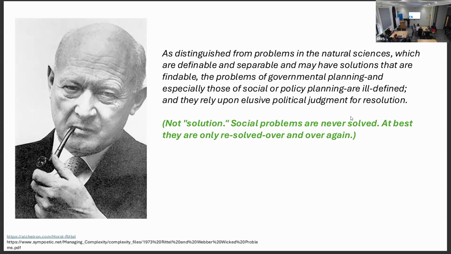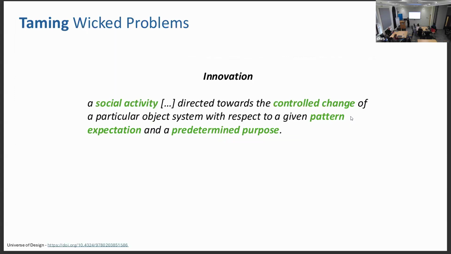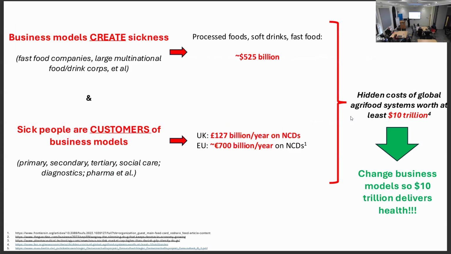This is where the sort of input into how care was designed. And he defines innovation as a social activity, which is quite interesting, isn't it? A social activity. So it's not just gadgets and gizmos and ChatGPT and server farms, but a social activity towards controlled change of a particular object system with respect to a given pattern expectation and a predetermined purpose. So if you take that here as an example, it would be to convert the 10 trillion into delivering benefit and delivering health. So that would be our predetermined purpose.